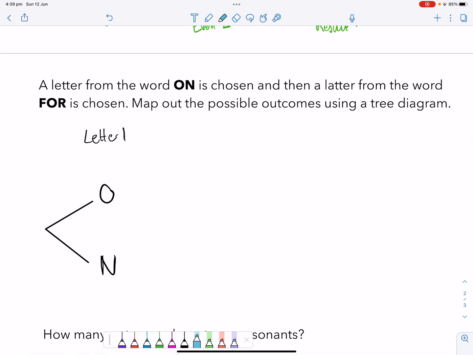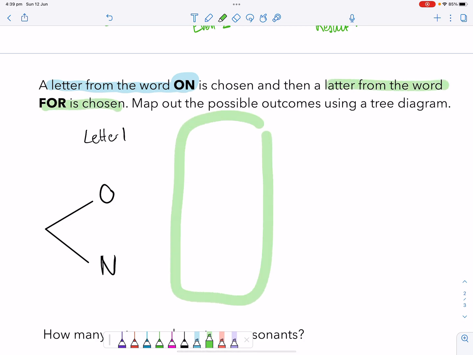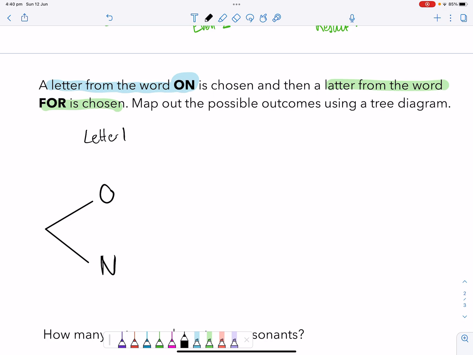So let's read this one out. It says, a letter from the word "on", which I've already done here for us, is chosen, and then, oops, I spelled that one wrong. Then a letter from the word "for" is chosen. So I need to figure out my second letter from there. Map out the possible outcomes using a tree diagram. So I've already mapped out the first letter, from the first word, which was "on". My second letter will come from my second word, which is the word "for".